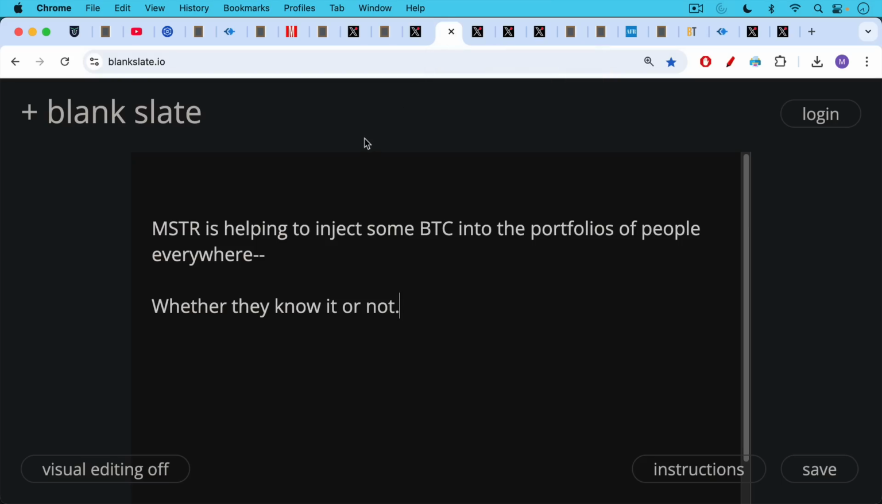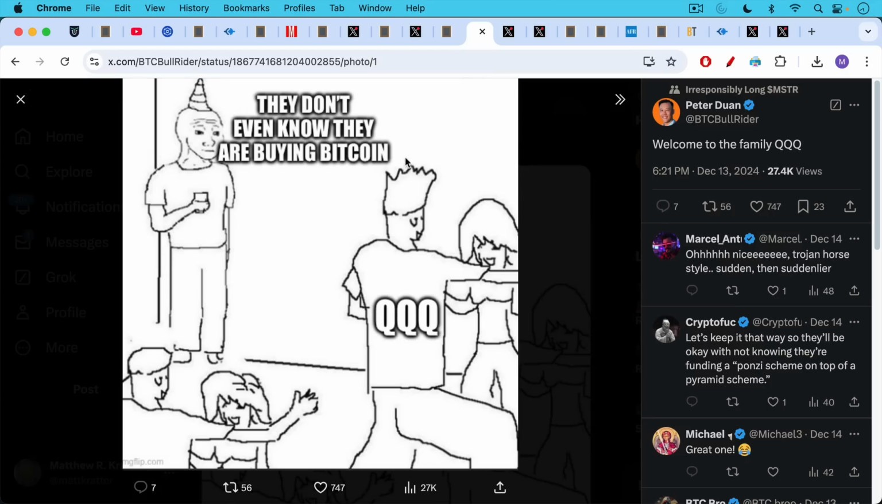So what MicroStrategy is doing is it's helping to inject some Bitcoin into the portfolios of people everywhere, or if not Bitcoin itself, price exposure to the price appreciation of Bitcoin. And MicroStrategy is helping to inject some of this into the portfolios of people everywhere, whether they know it or not. I love this meme. They don't even know they're buying Bitcoin.